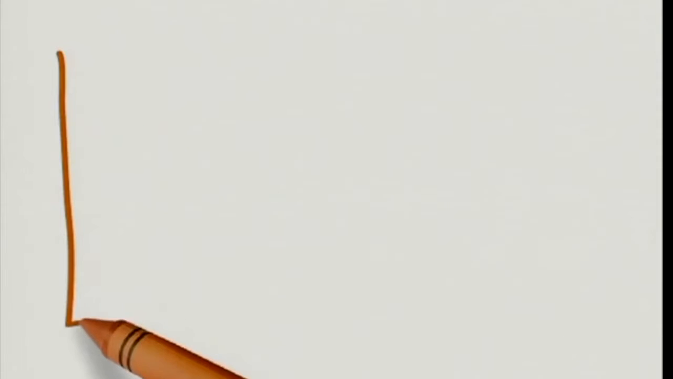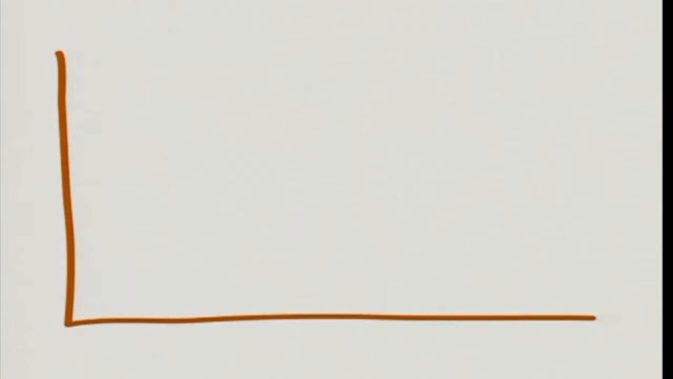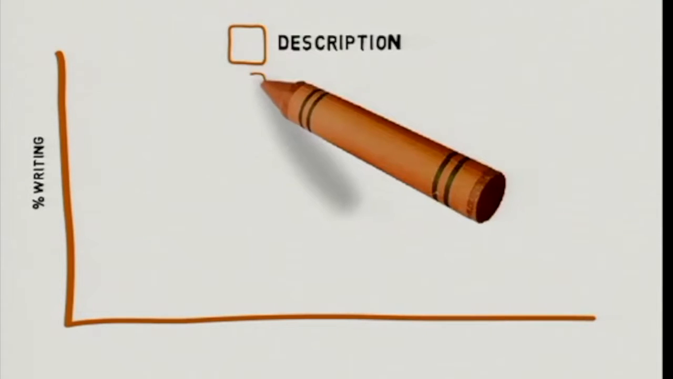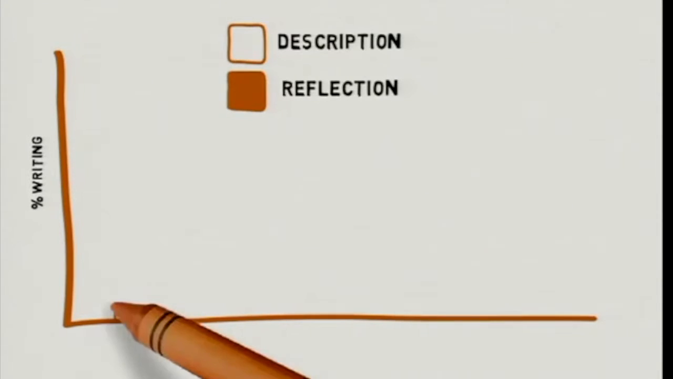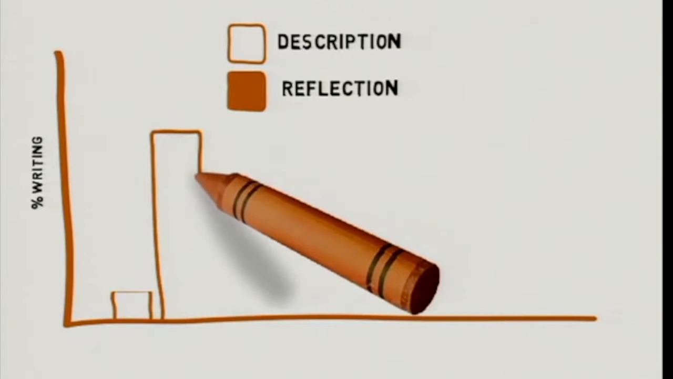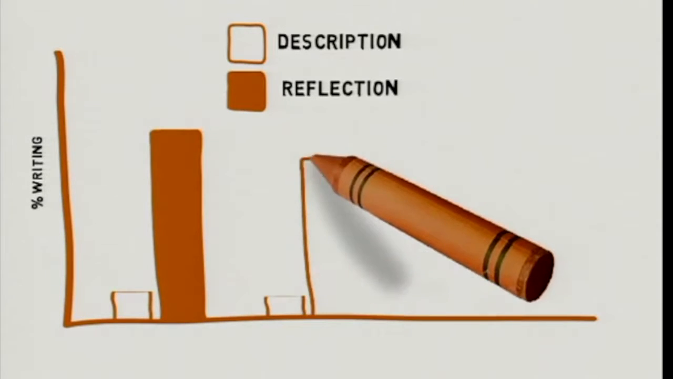So, how much description is needed and how much reflection? Description is important, but it should be kept to a minimum. It exists merely in order to put the reflection into context. A typical piece of reflective writing should have short bouts of description followed by a lot of reflection.